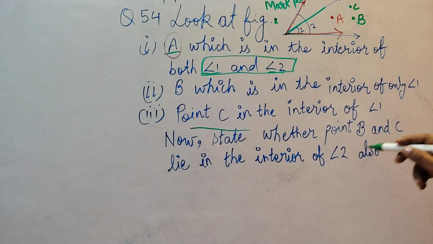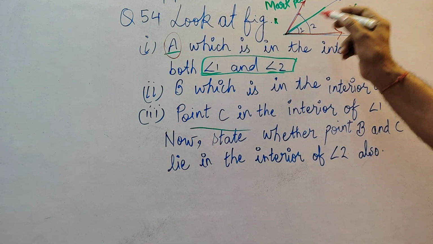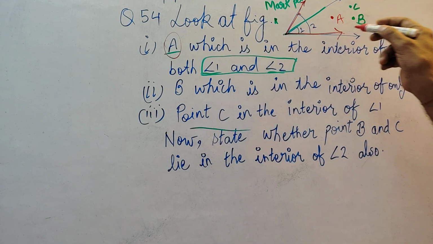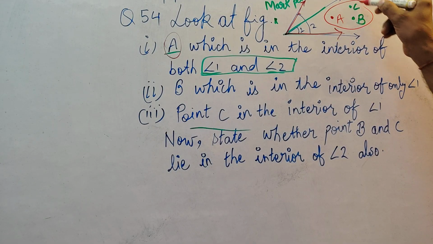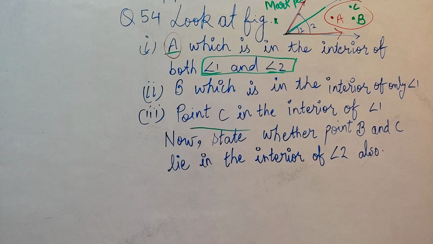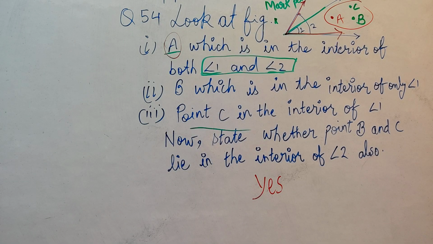Now state whether point B and C lie in the interior of angle 2 also. Yes, because angle 2 is the larger one, and this angle 2 contains all of angle 1's content. So angle ABC all comes under angle 2 also, because all three are in the interior of angle 2, because angle 1 is also interior in angle 2. That's why yes. So all are inside the interior of angle 2.